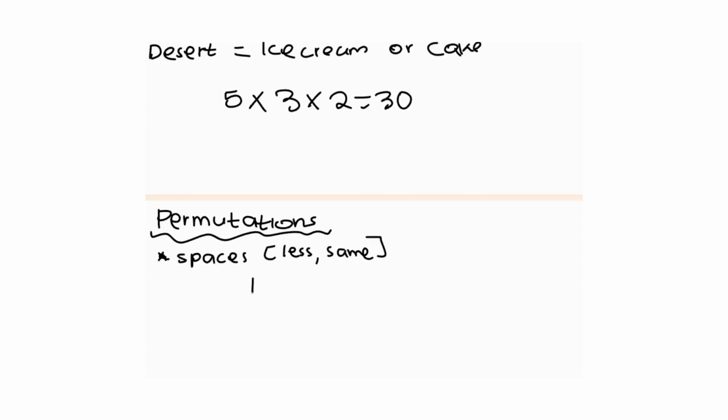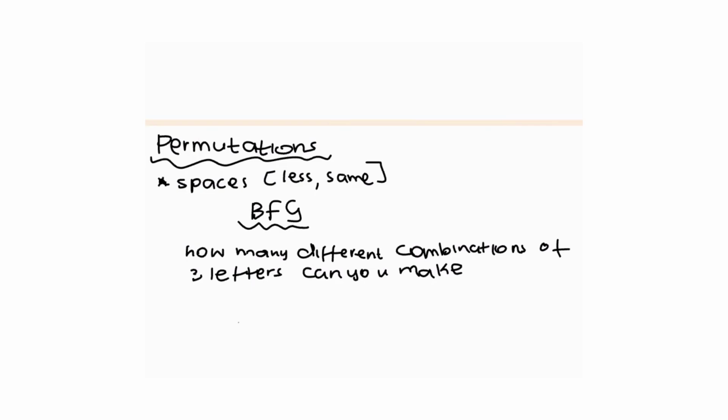Say you have the letters B, F, G, 3 letters, and I say, how many different ways can you make 3-letter words out of these? So it means you have 3 spaces where you need to put the 3 letters. And we are saying how many different, meaning you want to have different arrangements. You don't want to have the same thing repeating and repeating.